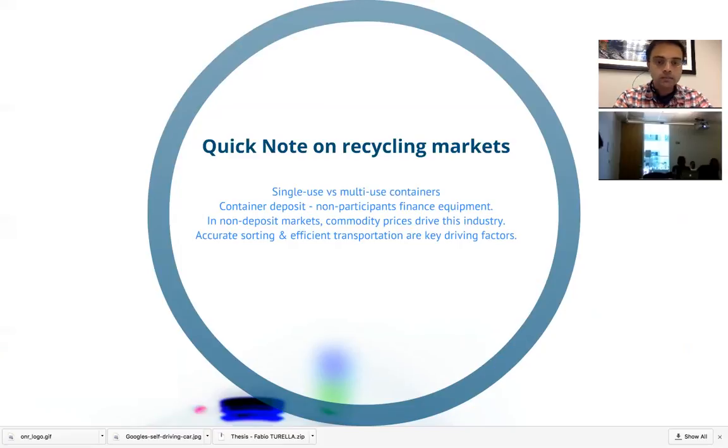Now, if you think about the vast majority of the markets in states like Utah, where in our state there is no deposit, so then why do people recycle? The recycling still exists. Of course, Salt Lake municipality recycles. And the reason is that there are commodity prices. So these things, after they're recycled and sorted, can be sold in commodity markets for some prices. So the commodity prices drive the industry.